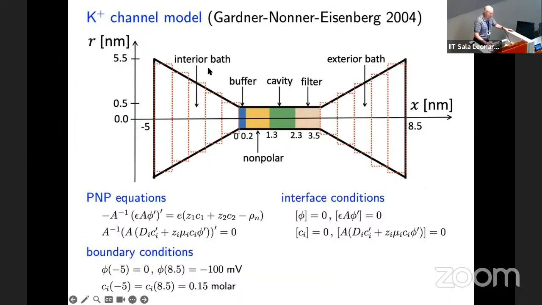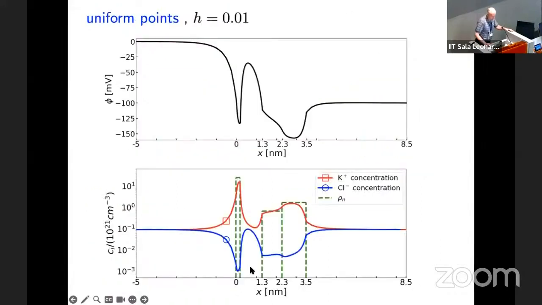So how do you take into account the geometry here? Again, piecewise constant. This is the PNP equation. A here is the cross sectional area, and so it's still a PNP type system. This is an approximation. It says variation in the radial direction is small. You apply this method.